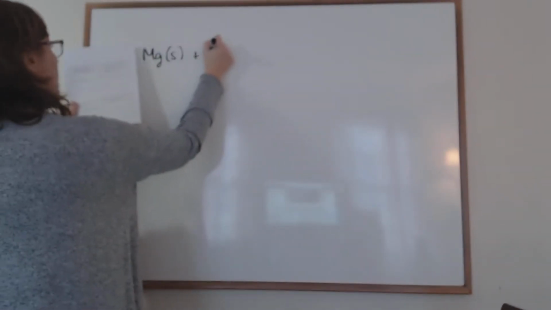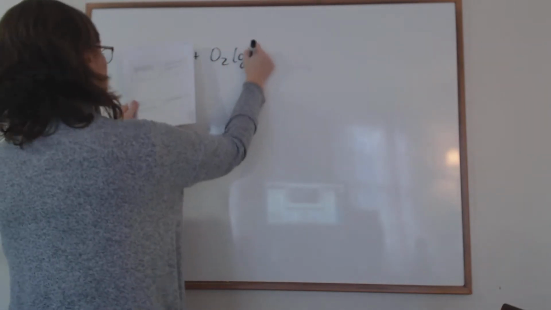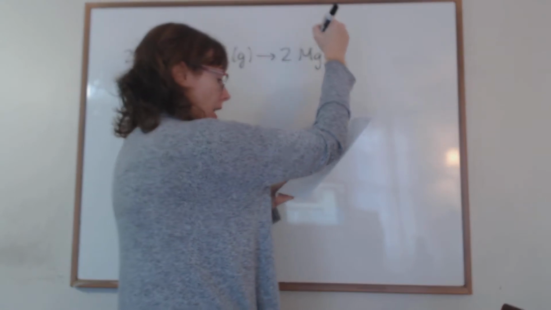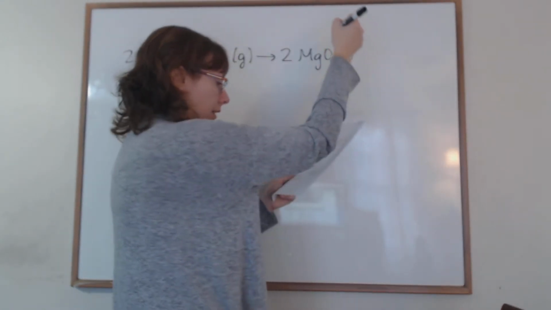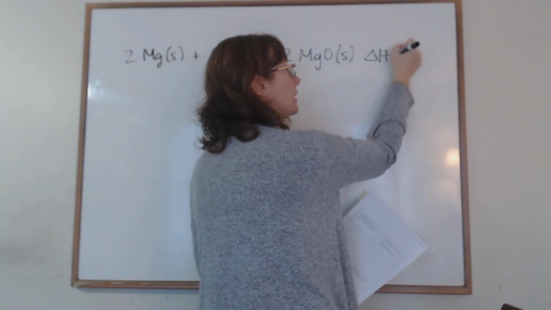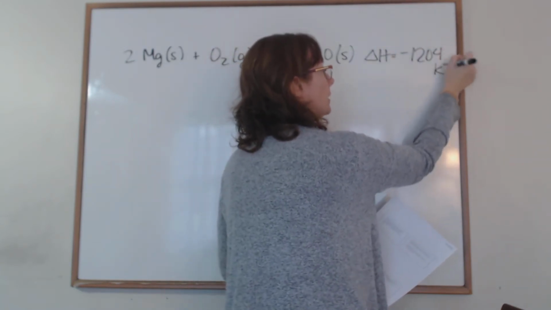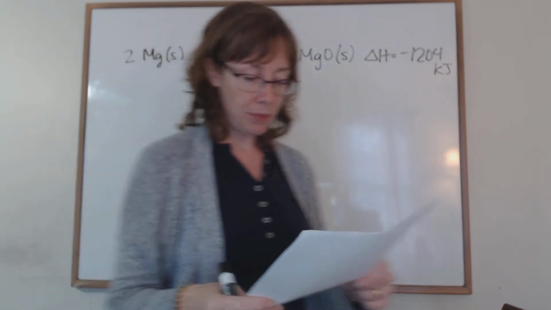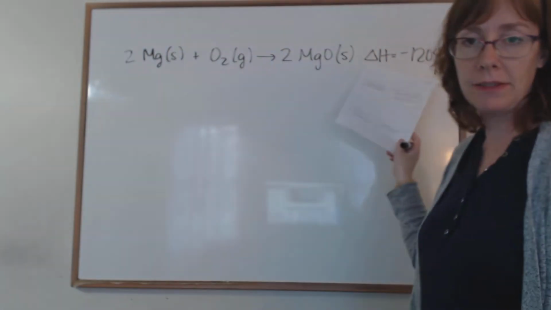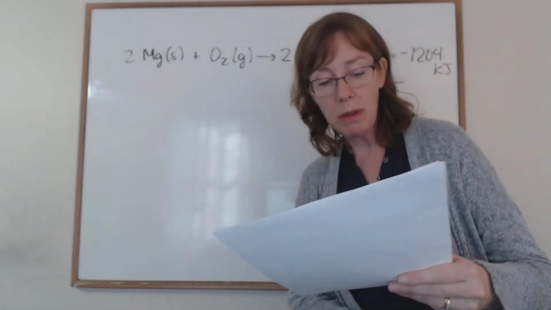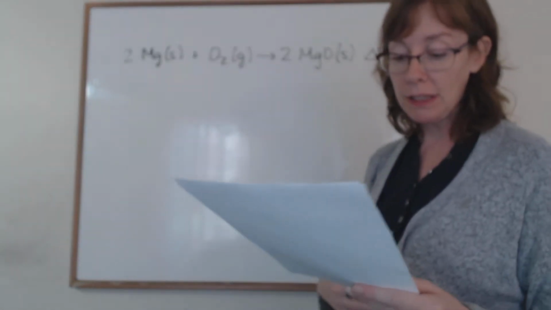We got a reaction. It's a thermochemical equation. So 2MgS plus O2 gas yields 2 magnesium oxides. I don't have the phase label there, but it should be a solid. And then the delta H is negative 1204 kilojoules. So that means that this is an exothermic reaction. And I know that just because it's a negative sign of the delta H. So that's part A.